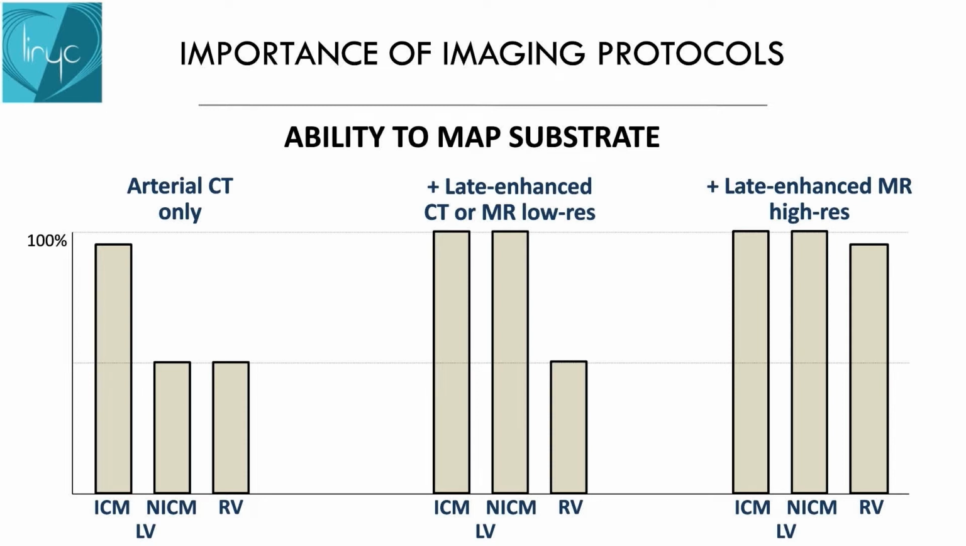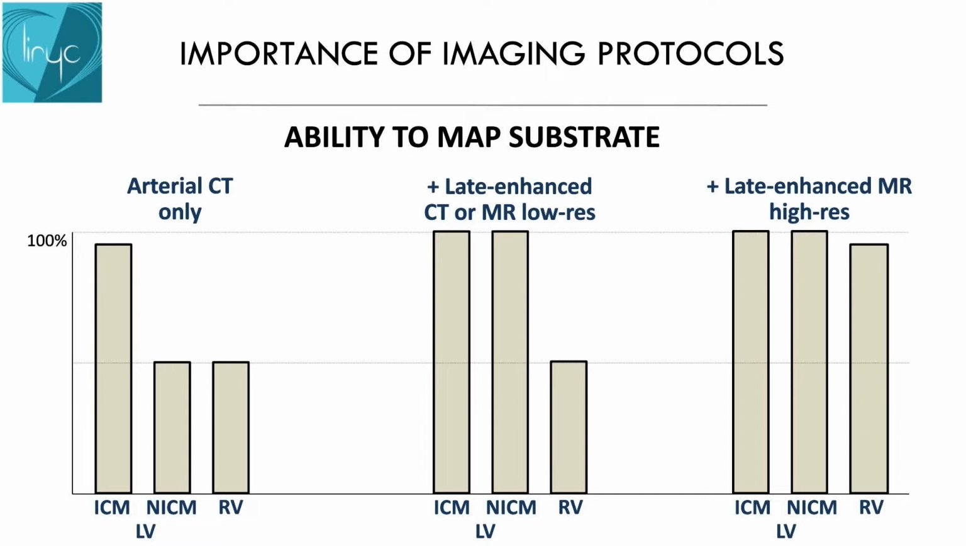Now, arterial-only CT scan works very, very nicely in ischemic cardiomyopathy. It's not so good in non-ischemic because there is not always a wall thinning associated with that kind of condition. It does not work so well either in ARVC or similar RV conditions, except that you have the fat infiltration in ARVC, which is quite interesting indeed. But then if you have a modern CT scan where you get access to both the arterial and the late enhanced phase, you see that it becomes pretty similar whether you use CT or MR.